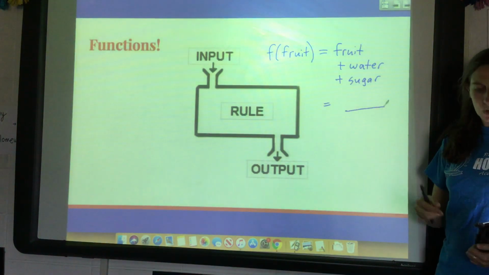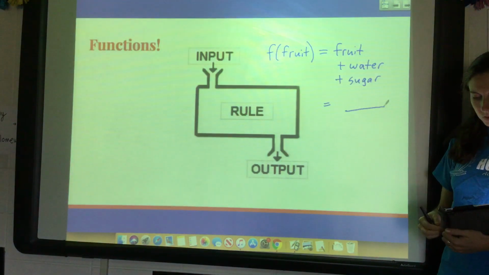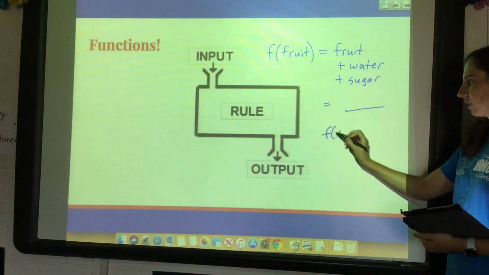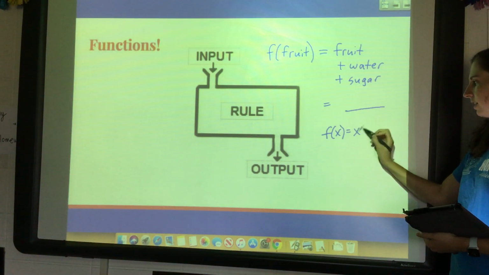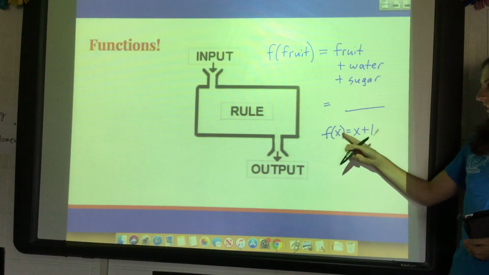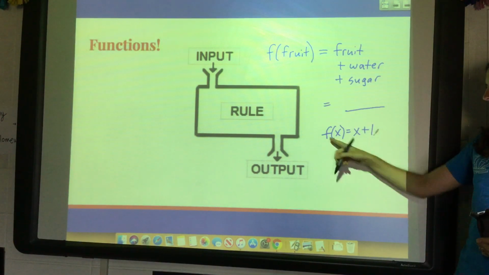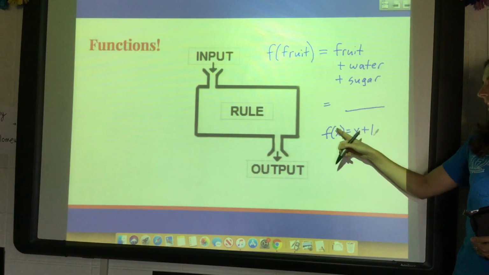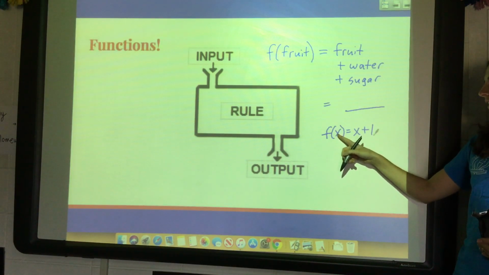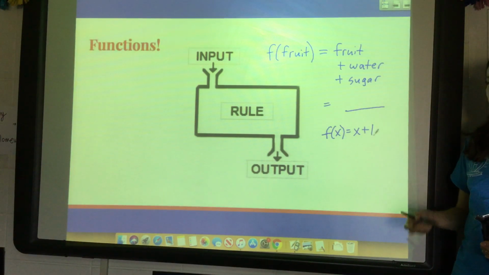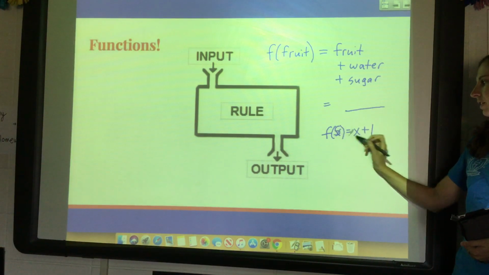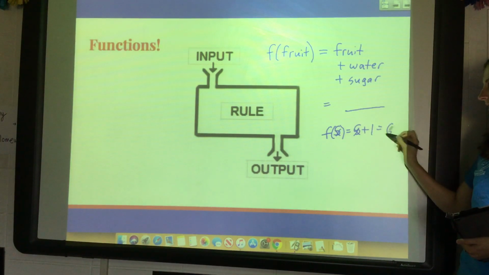That's a function. Or for example, if I have the function f of x equals x plus 1, that says you have a function named f, the input is x, and you're going to take the input and add 1. So if I put in 5, I would get 5 plus 1, which is 6.